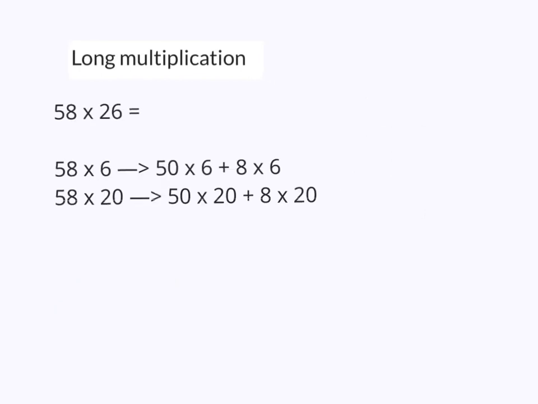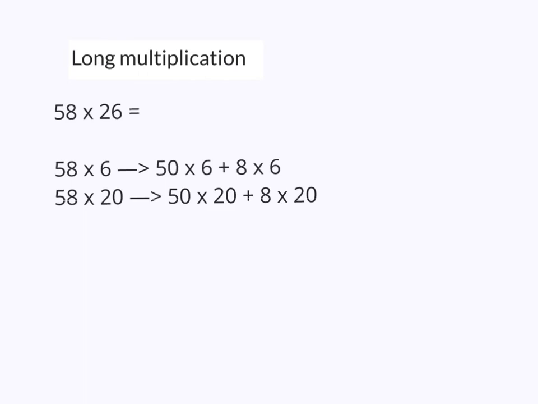Long multiplication is called long multiplication purely because it's got more lines in it. So it's longer on the page. So if we take a calculation like 58 multiplied by 26, the algorithm is going to split that down into 4 separate calculations for us. We're going to multiply 50 by 6 and 8 by 6. Then on the next line we're going to multiply 50 by 20 and 8 by 20.